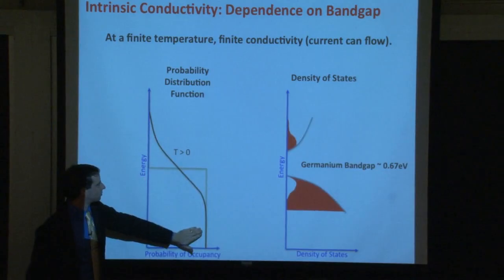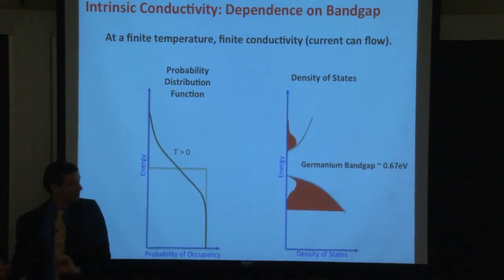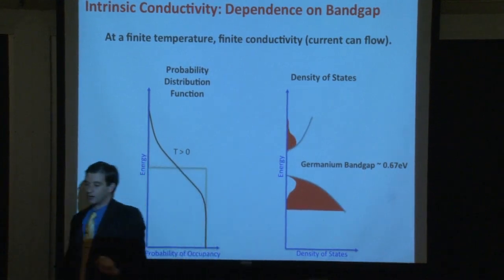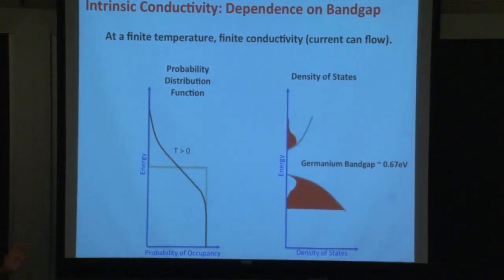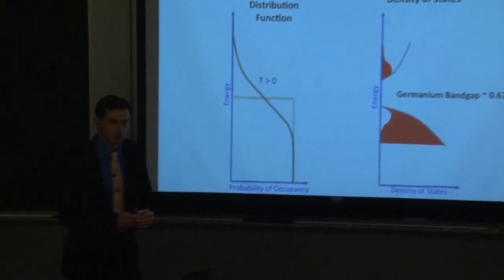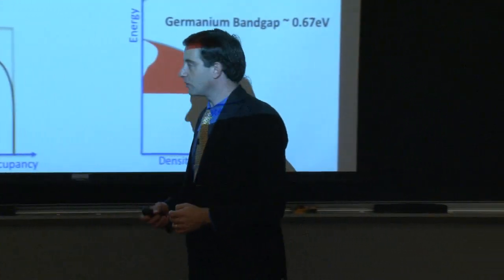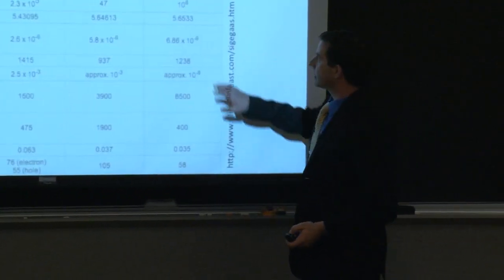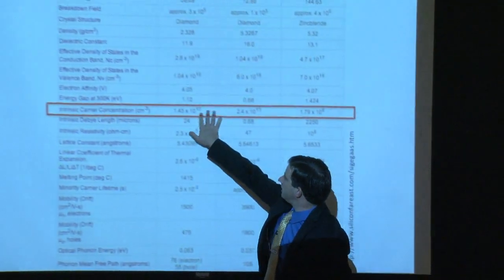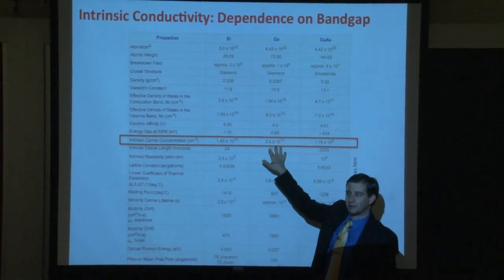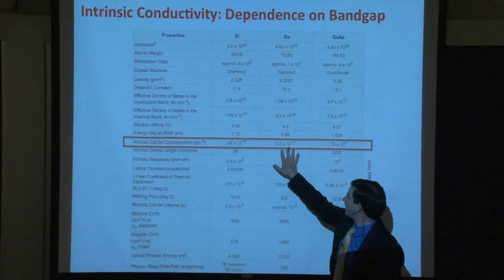Same probability distribution function because we're at the same temperature. But now we have a smaller band gap, so we have a higher density of free carriers. And true story, germanium was one of the first crystals to be purified during the early days of semiconductors, and silicon was following germanium. And silicon was ultimately chosen as the material of choice for transistors because the intrinsic carrier concentration of germanium was just too high for most applications.